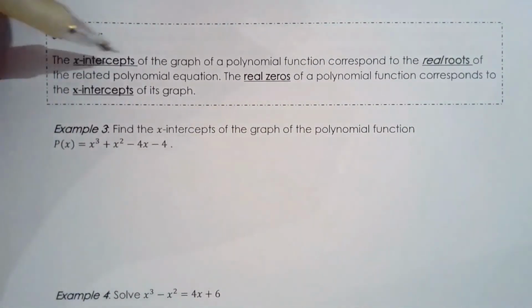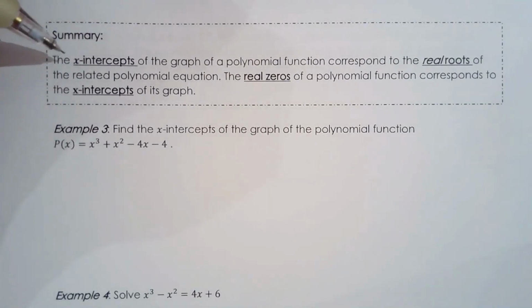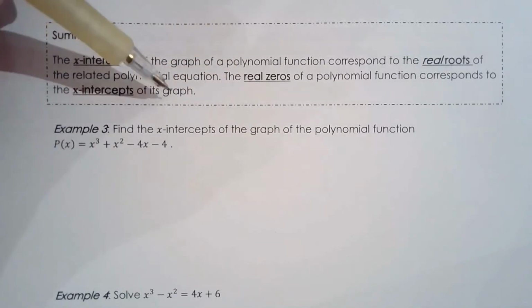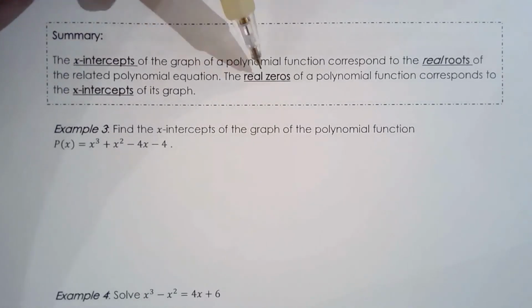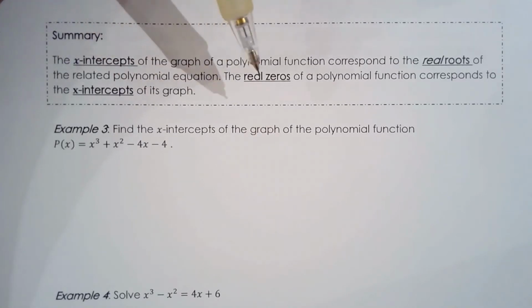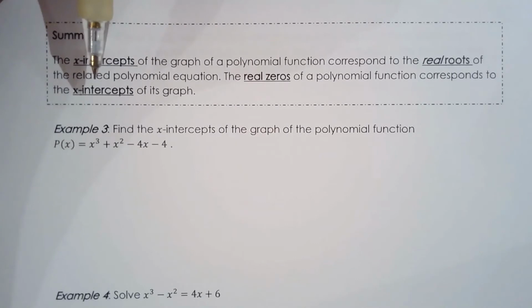So in general, the x-intercepts of the graph of a polynomial function correspond to the real roots of the related polynomial equation. The real zeros of a polynomial function correspond to the x-intercepts of its graph. This last sentence, we learned in the previous unit, or in the previous chapter, when you looked at the zeros and the orders, and that will tell you the behavior of the graph at that x-intercept. So we knew that already, but now we're just adding the first sentence. So when we talk about the real roots of a polynomial equation, that will also give us the x-intercepts.